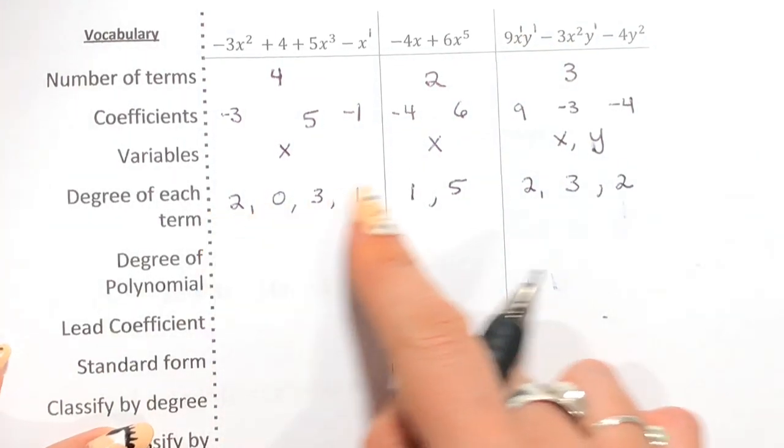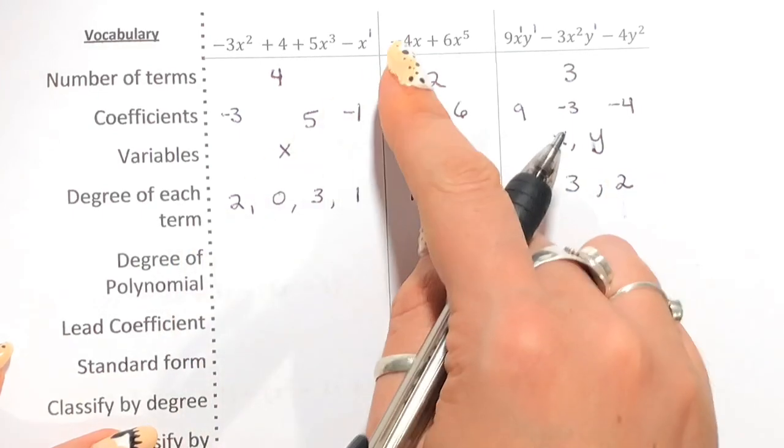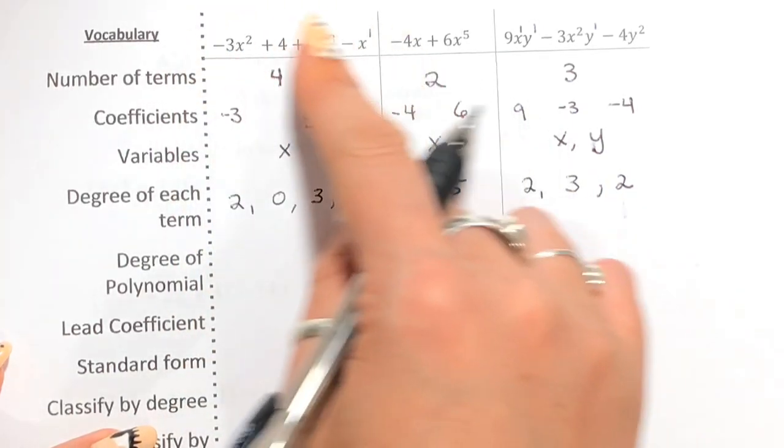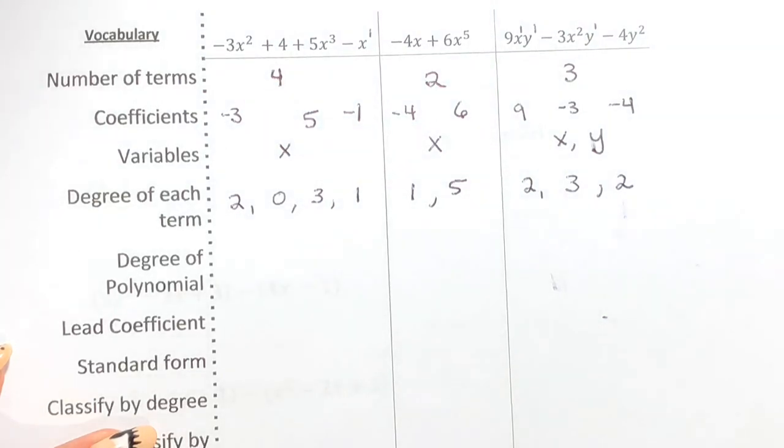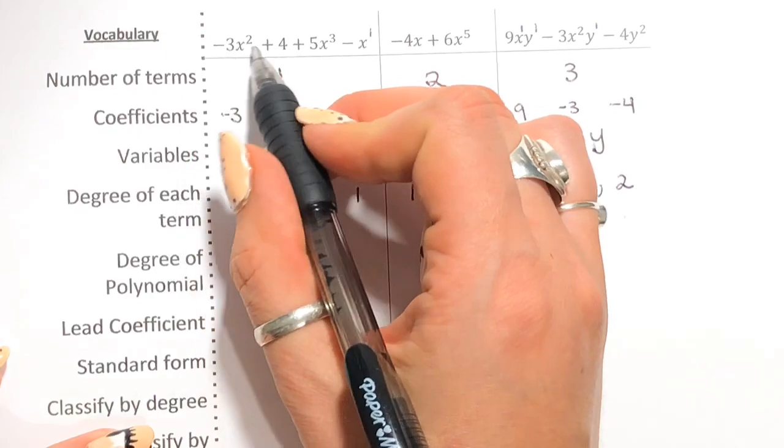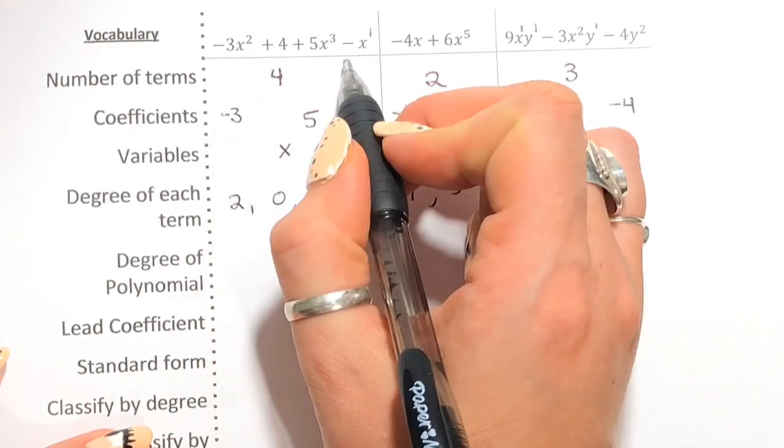So that's the degree of individual terms, but now if I want to find the overall degree of the entire polynomial, we kind of talked about this last time, but what you're going to do is find the biggest degree in all of the terms.